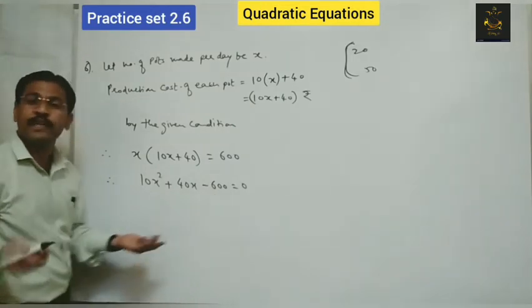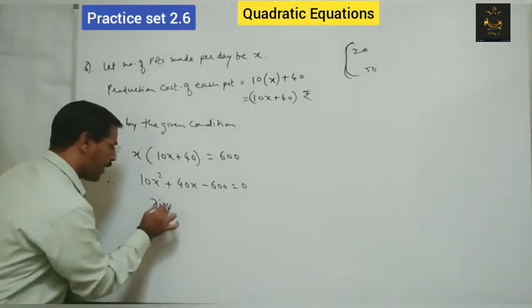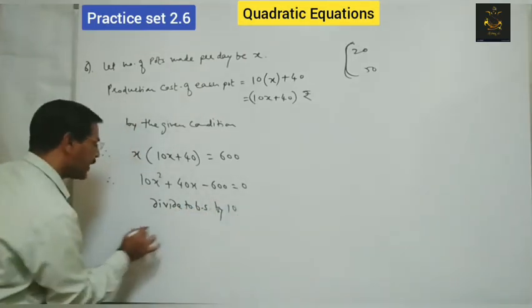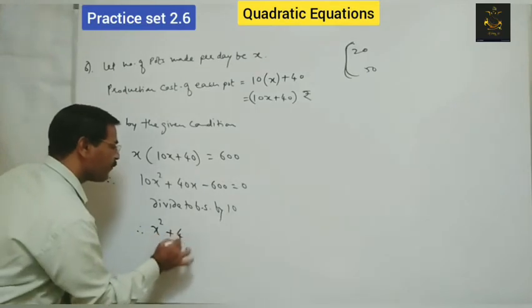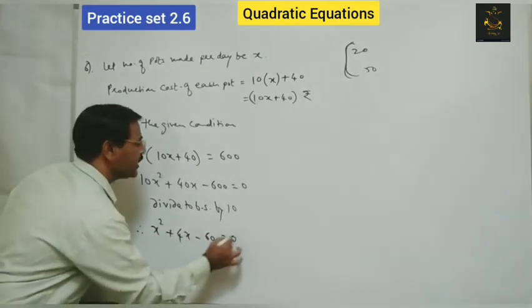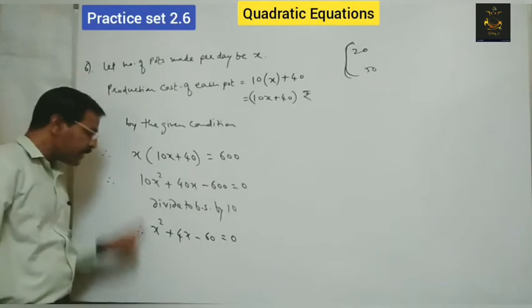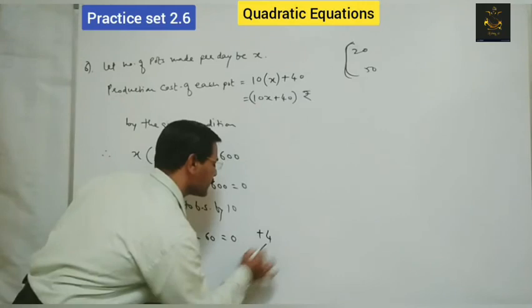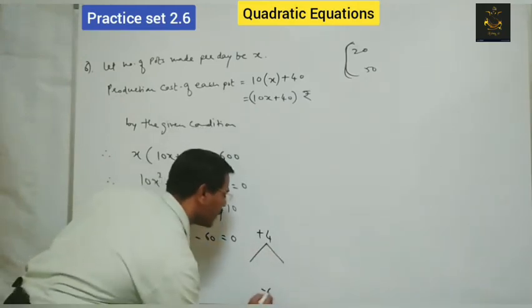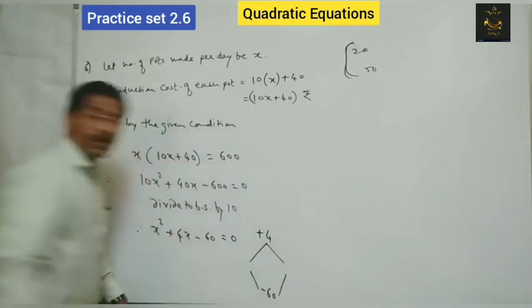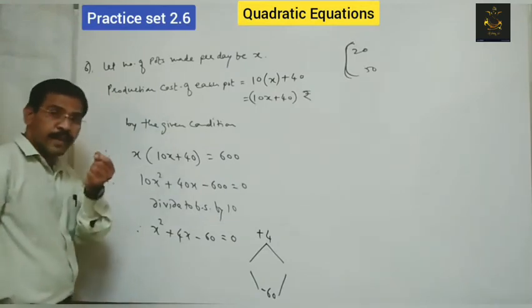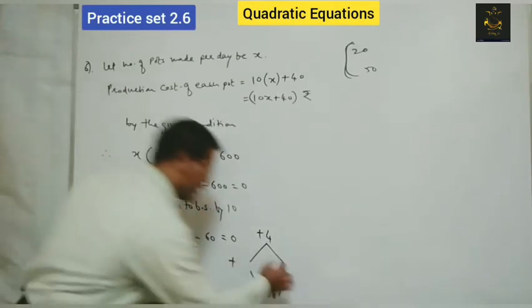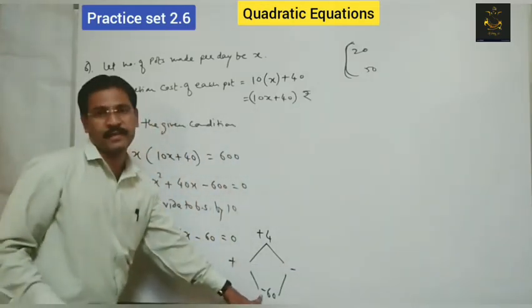Again we will divide both sides by 10. What do we get here now? x square plus 4x minus 60 is equal to 0. Again here the coefficient is 1, which means we can split directly. What are the terms? Here it is minus, here plus, so definitely plus here. Here definitely minus, because we need the product to be minus.